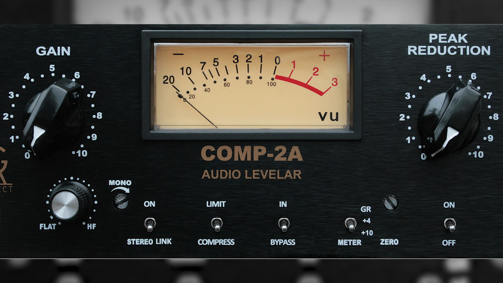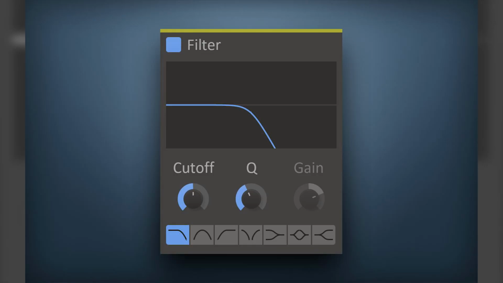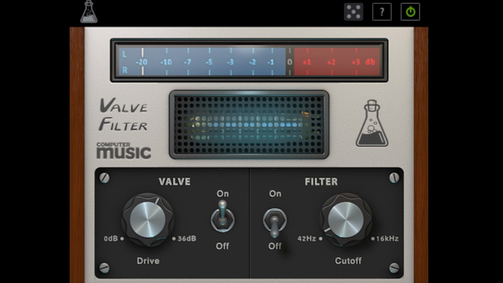Does the EQ have a spectrum analyzer? And is that a deal breaker if it doesn't? Does the compressor have a gain reduction readout? How are the stock reverbs and delays? Is there a phaser? Is there a flanger? Does it come with a stock multiband compressor? Is there a filter? Now, I don't need a lot of stock plugins. I just need good, useful ones.